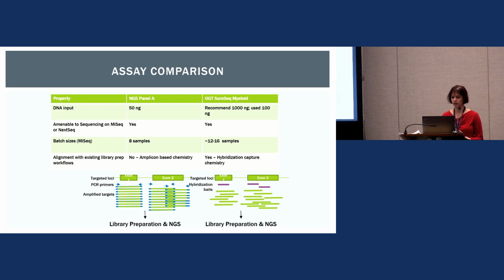Does that affect our ability to detect some of our problematic regions, particularly in CEBPA, which has high GC content, and we were struggling trying to get good coverage of that gene. And there were some other gene regions that we had particular concerns about. The two panels covered all the same genes, but the panel we were originally using had an amplicon-based chemistry, whereas that from OGT was a hybridization capture-based chemistry. We were told we could use 12 to 16 samples on the SureSeq, but we currently find we are running 8 samples with each batch.